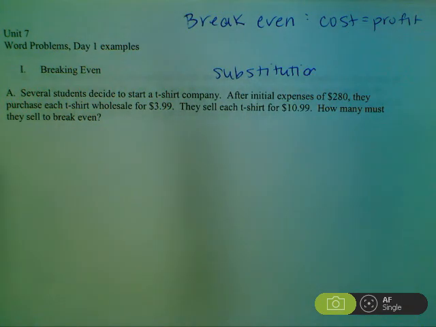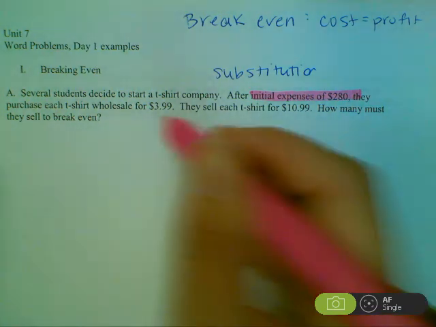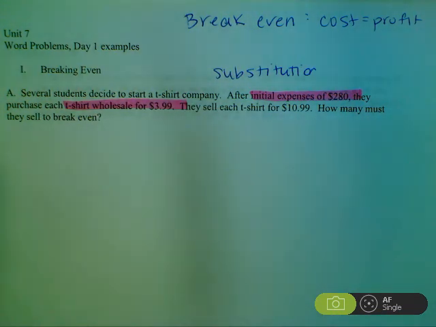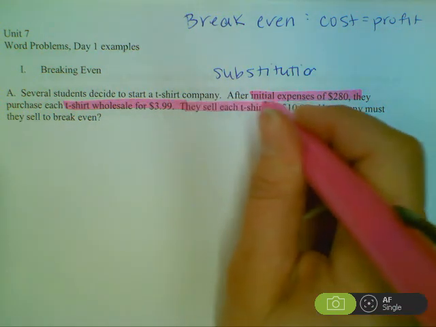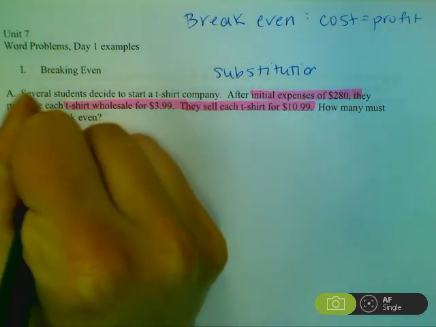If you take a look at this problem here, several students decided to start a t-shirt company. After initial expenses of $280, they purchase each t-shirt wholesale for $3.99. They turn around and sell each t-shirt for $10.99. How many must they sell to break even? The first thing you do is you set up your cost equation.